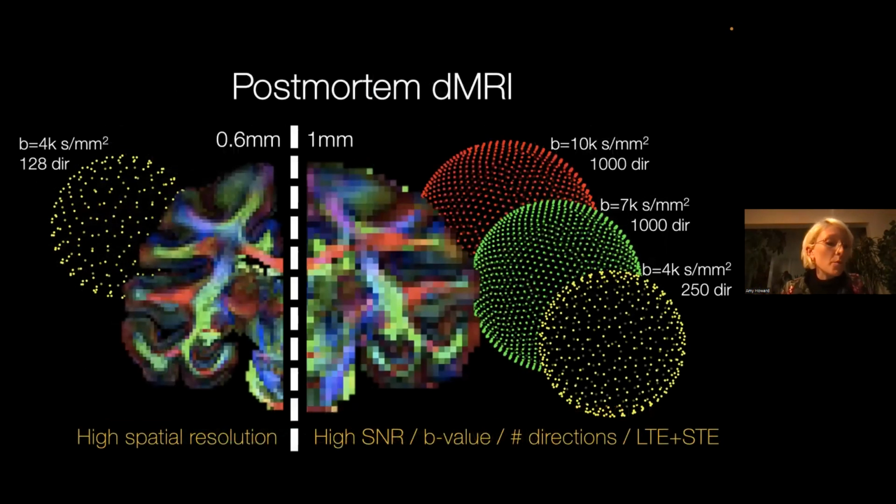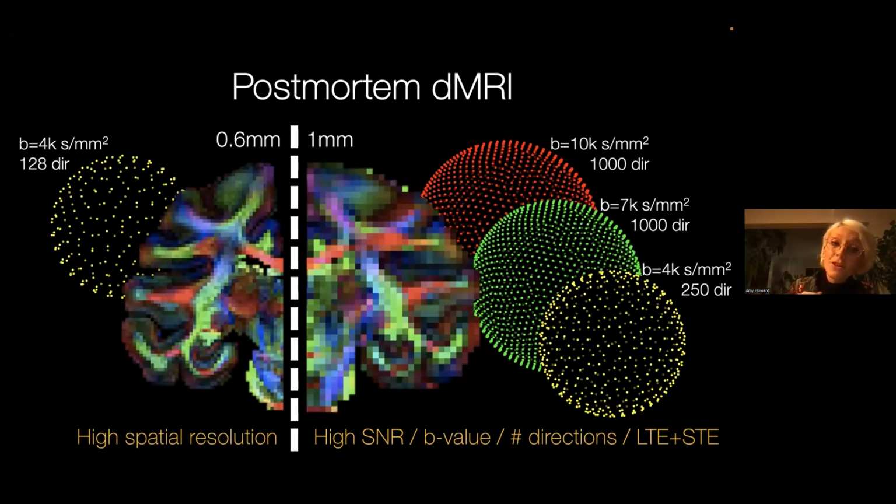The postmortem diffusion protocol includes data at 2 spatial resolutions, so 0.6 millimeter with a b-value of 4,000, whilst at 1 millimeter with b-values of 4, 7, and 10,000, where in the outer 2 shells we have 1,000 gradient directions, making this, to our knowledge, the highest angular resolution dataset yet acquired.